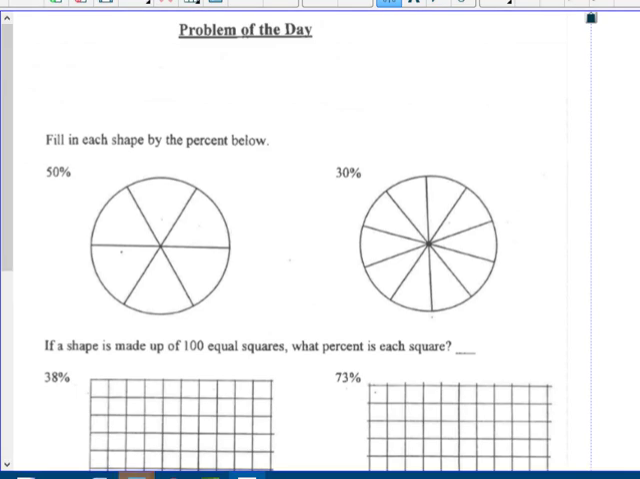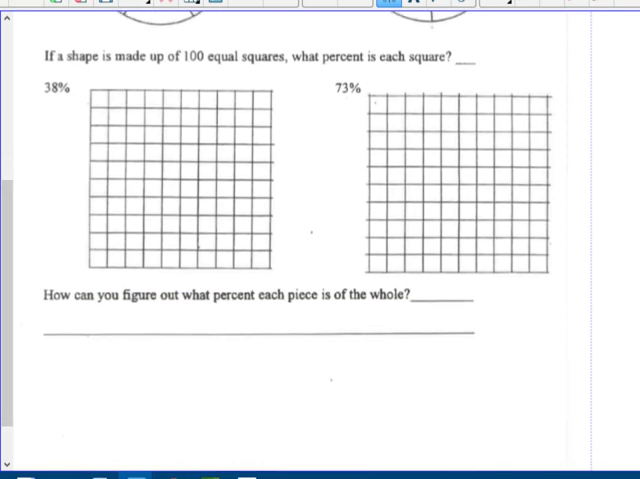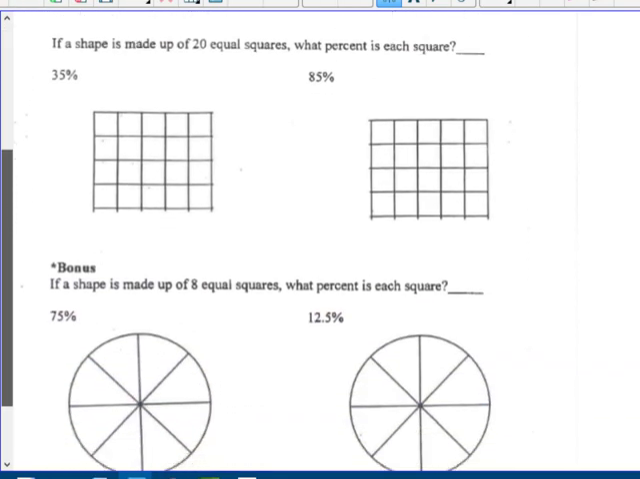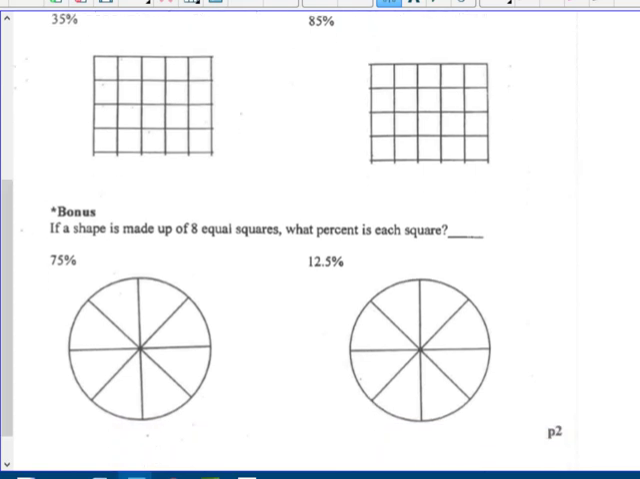Today's video starts in your new packet on page 1, the problem of the day. Fill in each shape by the percent below. So you're going to be coloring some of these circles and rectangular arrays here to represent percent per 100. And yes, I want you to do all of page 1 and all of page 2, including the bonus ones. Give it a shot. Do your best.